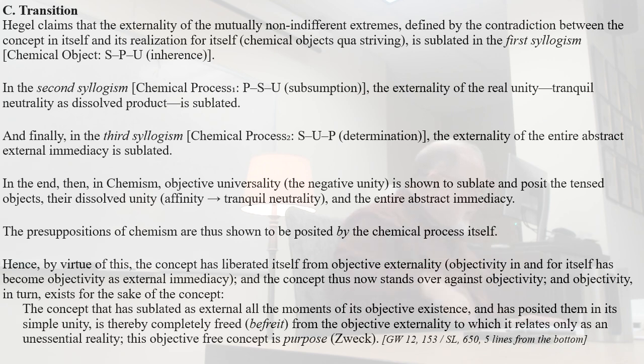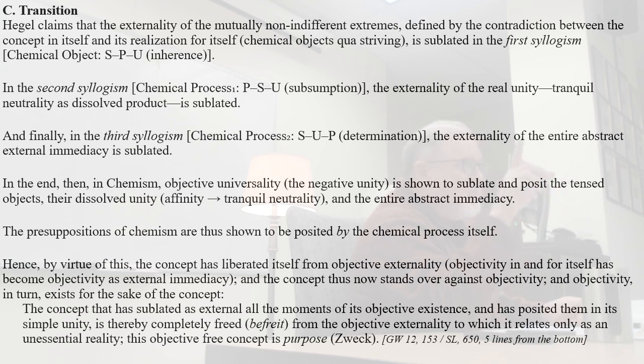So if you look at the transition now, on the last page, I'm trying to capture this transition in terms of the syllogism in this way. Hegel claims that the externality of the mutually non-indifferent extremes, defined by the contradiction between the concept in itself and its self-realization, that is, in shorthand, chemical objects qua striving, is sublated in the first syllogism because it's about inherence. It's about how that self-subsistence inheres in each object. But in the second syllogism, it's about subsumption. Because that feature inheres in all of them, it's what subsumes them all together, what gives them the affinity, what brings them all together, and the neutral product at the end. So the externality of the real unity, the tranquil neutrality as dissolved product, is sublated. And finally, in the third syllogism, here is SUP, where the U is concrete or objective universality. The externality, the entire abstract external immediacy, is sublated. So all that has now become generated out of the concept, because the concept is that process.